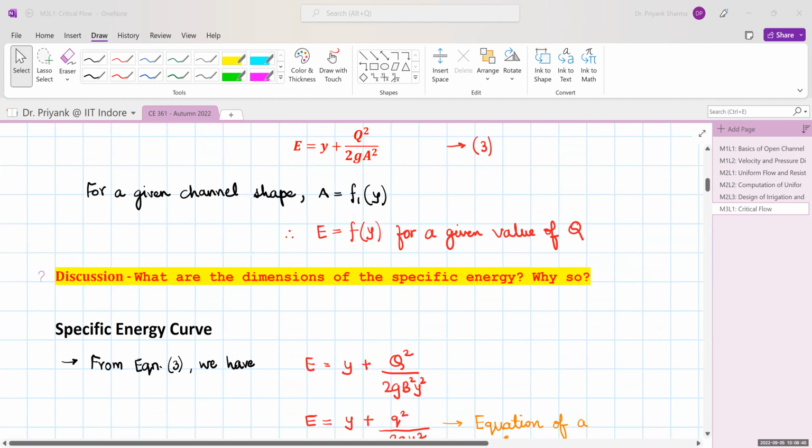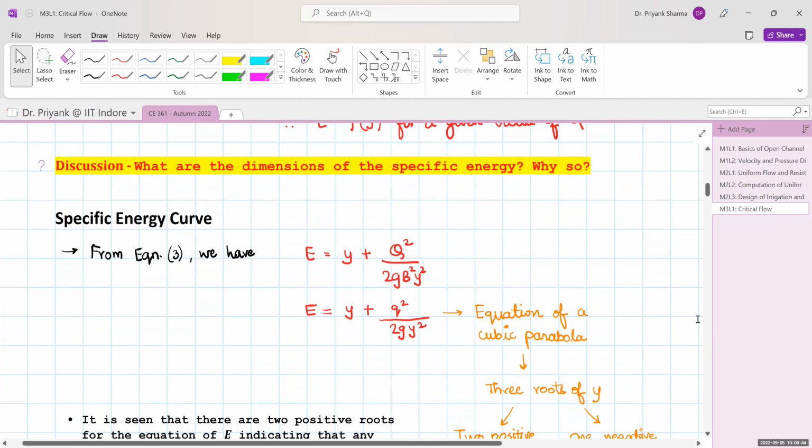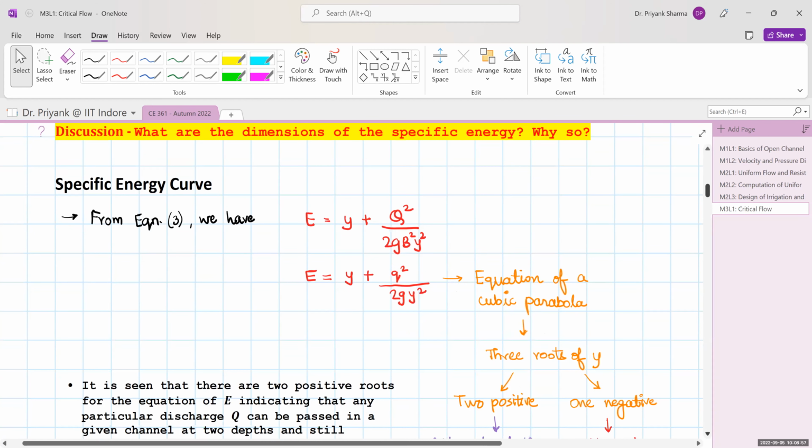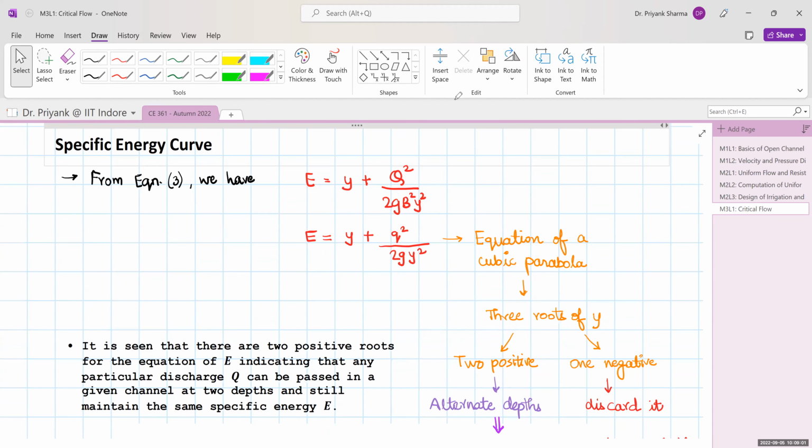Now this brings us to our question: what are the dimensions of specific energy? Let us say you come out with the dimensions and you have to justify. If the dimensions are something unrealistic, then why so? Because we are talking about energy. Now based on that, let us move ahead and understand what the specific energy curve is.